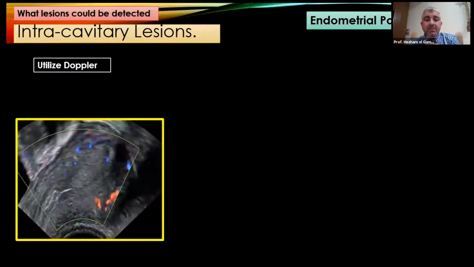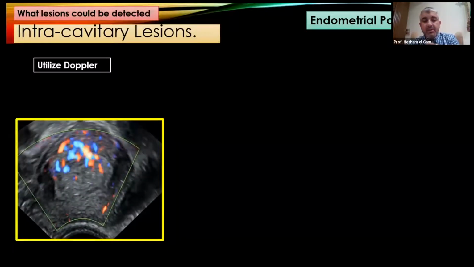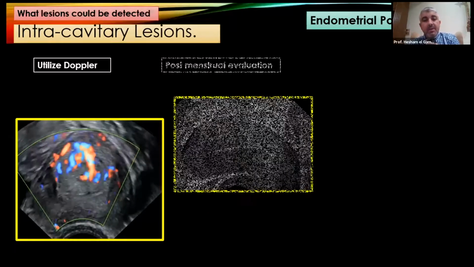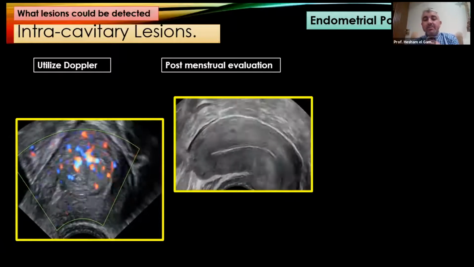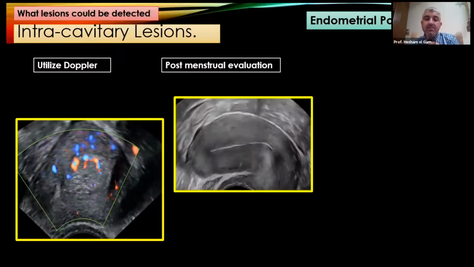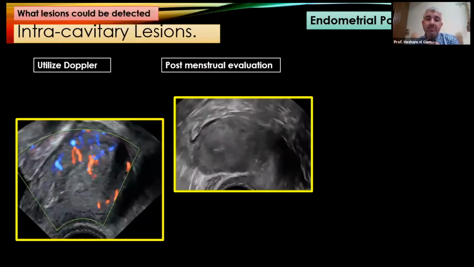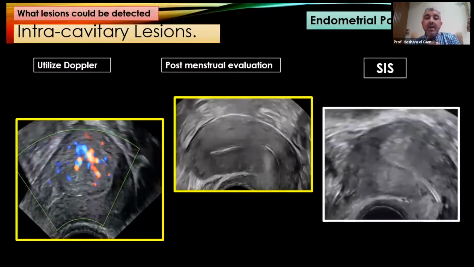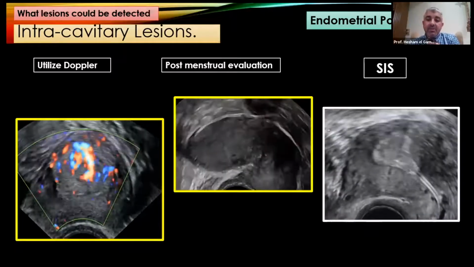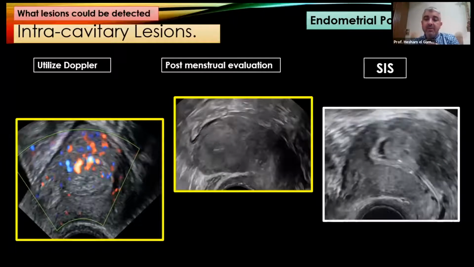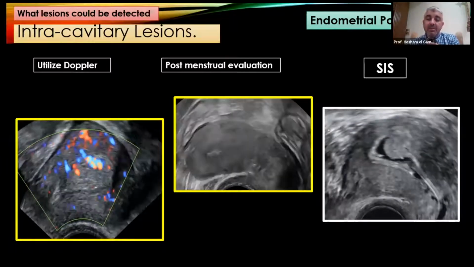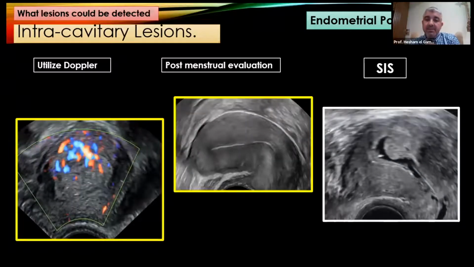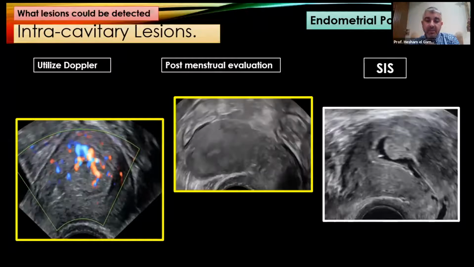My tips for polyps: use Doppler. It can give you an idea about the feeding vessel and the pedicle of the polyp. Always examine your polyps in a post-menstrual phase, because some of these polyps will detach, or it could be only an echogenic area in the endometrium and you will not see it in the post-menstrual phase. And if you are suspicious, always use saline infusion sonography. It gives you a very nice idea about the shape of the cavity and whatever lesion is present inside. So these are the 3 things that would help you to properly diagnose endometrial polyps.